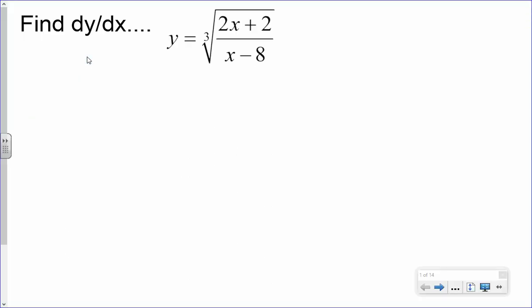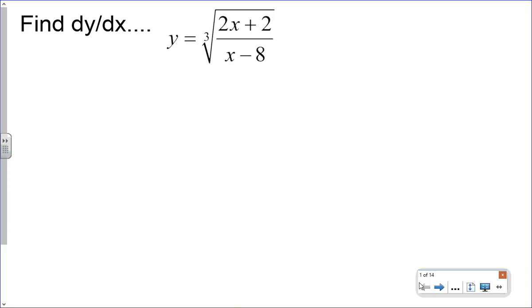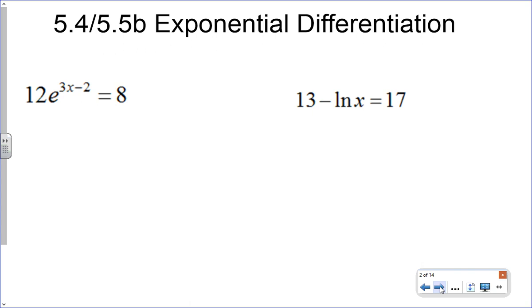What I want to do first is review. What I want to do first is calibrate my board. And then I'm going to have you look at some equations. Okay, we're going to do some pre-calculus first here. Okay, so write down these two equations.